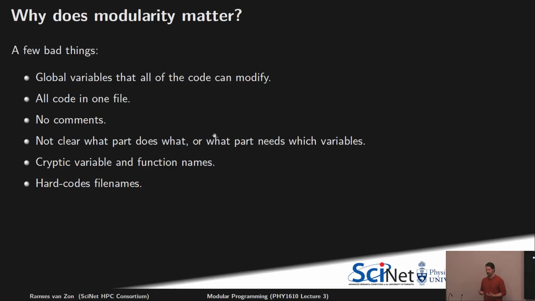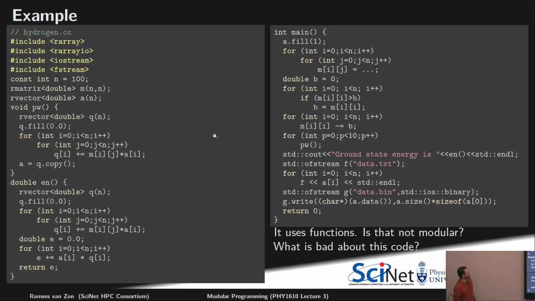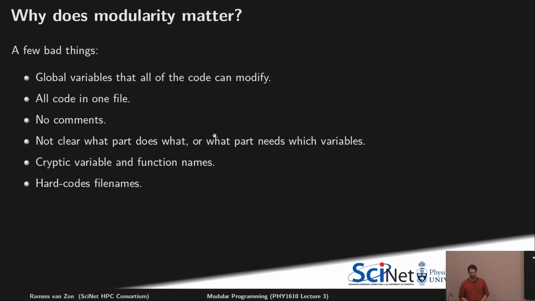The variable names are cryptic, as are the function names. I mean, what does PW mean? What is EN? What are Q, M, N? When we wrote down the math to solve this problem, it was probably clear, and we just took that as is. You should choose your variable names a little bit more carefully to know what's going on.